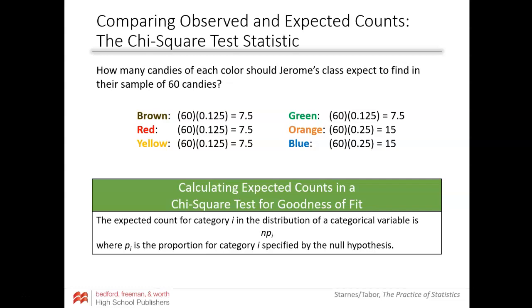So the expected count for category i is simply the number that you sampled times the proportion at which you think it should show up. We actually did this, oh gosh, back in chapter 6, I want to say. It might have been chapter 5, I forget. We were talking about probability distributions and expected values. We did a lot of this kind of work.